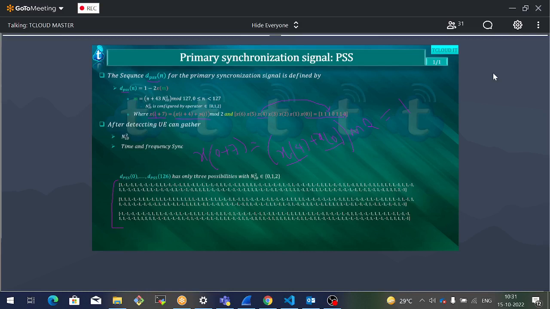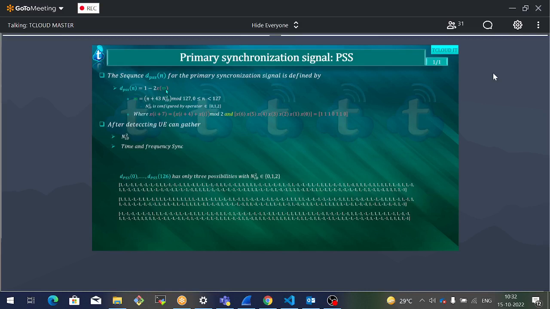How many times do you have to repeat this operation? Already 7 values are available. You have to repeat this operation another 120 times, because PSS is occupying 127 symbols ranging from 0 to 126. To place into 127 symbols, we need 127 bits. Each bit is going to turn out to be either 1 or minus 1, because this X of M, as we are doing it with modulo 2, always gives you the output either 0 or 1. Nothing else. If you divide any number by 2, you get a remainder of either 0 or 1.